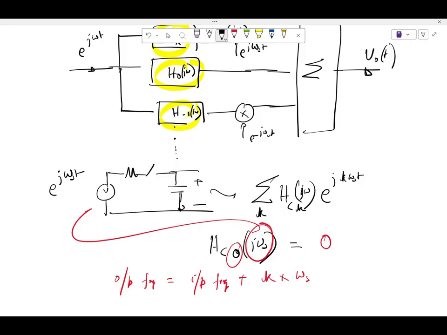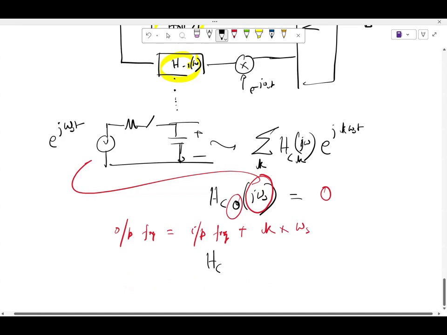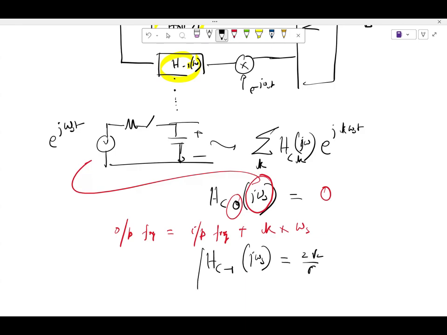right? What is HC minus 1 at j omega s? What is the input frequency? Omega s. What is the output frequency? To evaluate this, I need to look at the output; basically you can assume that I put a band pass filter at the output at a certain frequency. What will be the center frequency of the band pass in this case? 0, right? So what will be that value that I'm going to see at the output of that band pass filter? 2 root 2 by pi, right? So this will be 2 root 2 by pi. Mod of this will be 2 root 2 by pi.